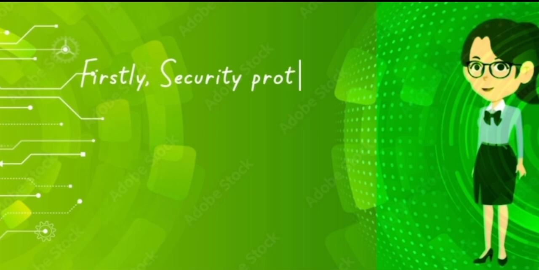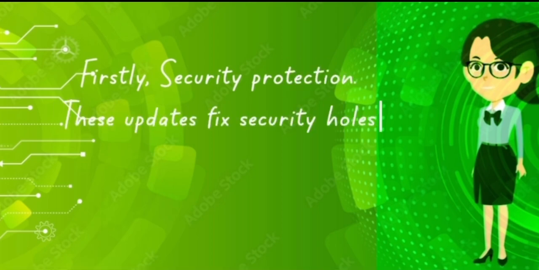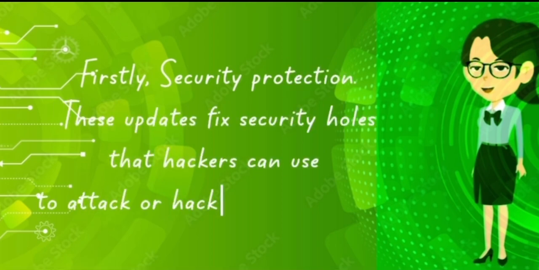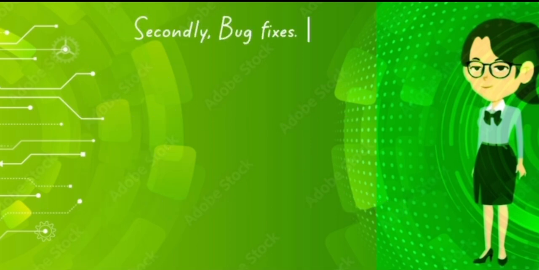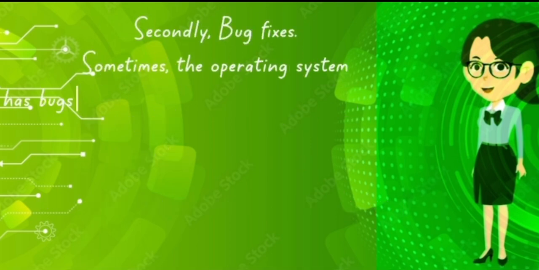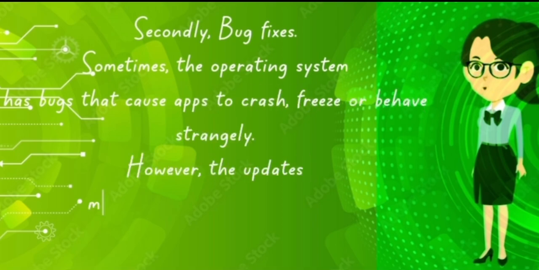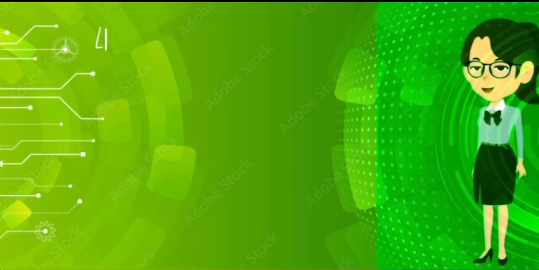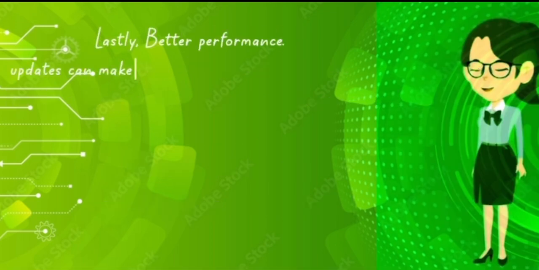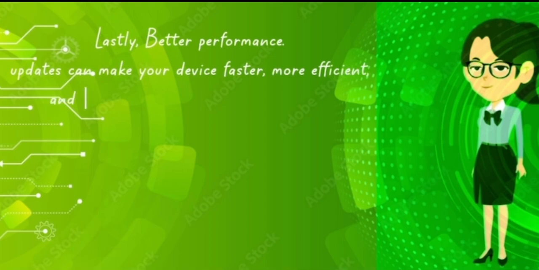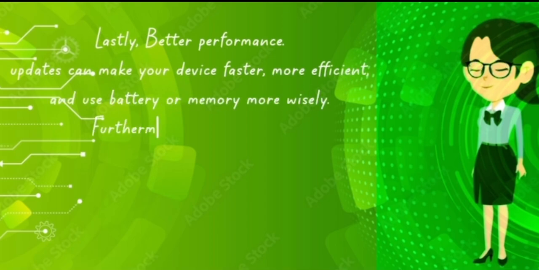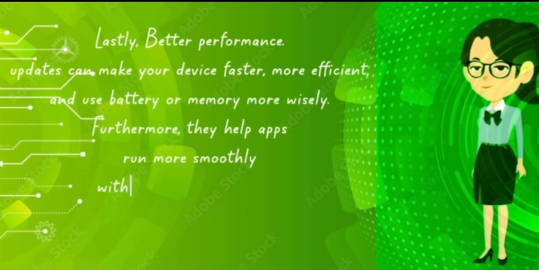Firstly, security protection. These updates fix security holes that hackers can use to attack or hack into your device. Secondly, bug fixes. Sometimes, the operating system has bugs that cause apps to crash, freeze, or behave strangely. However, the updates make everything run smoothly. Lastly, better performance. Updates can make your device faster, more efficient, and use battery or memory more wisely. Furthermore, they help apps run more smoothly with the latest OS version.